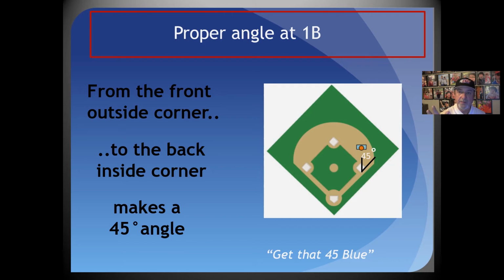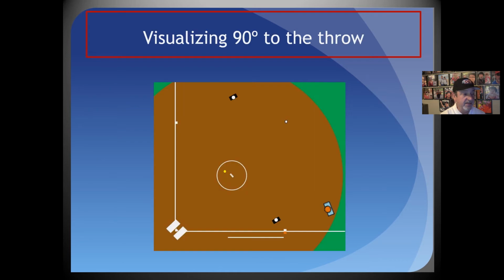It's called Get Your 45 Blue. You have a nice 45 on the play, but there's another graphic that kind of visualizes that 45 as we talk about that, and as we keep going on the presentation. So let's help you visualize 90 degrees to the throw.